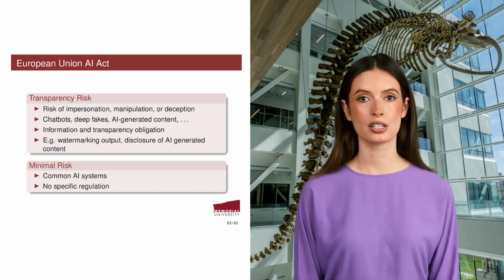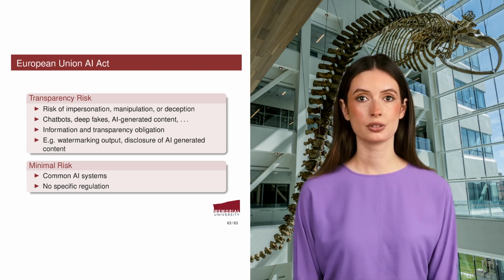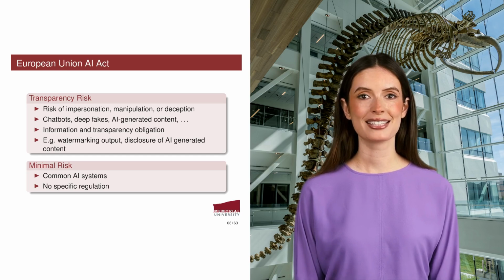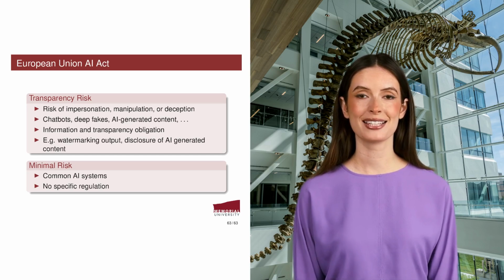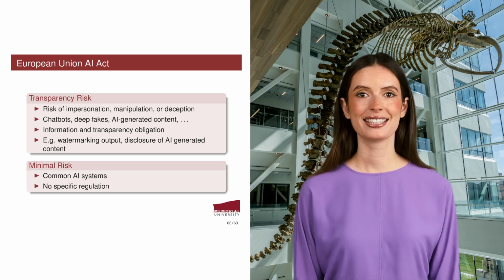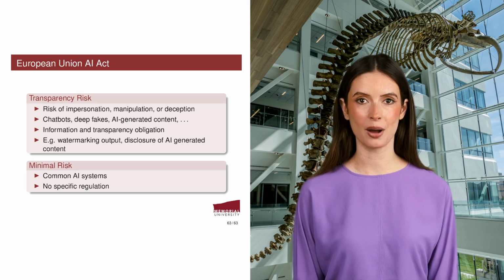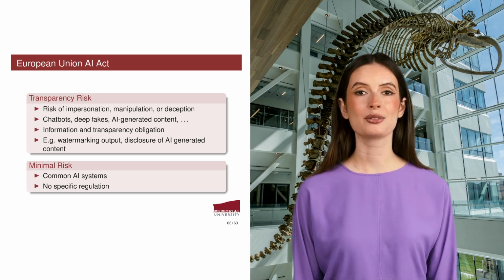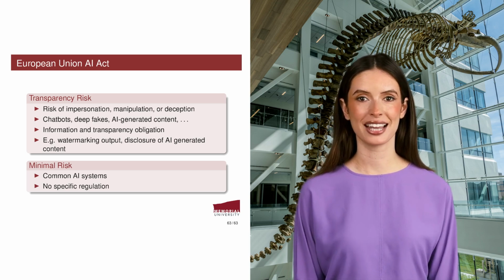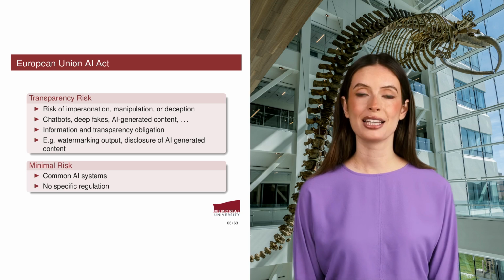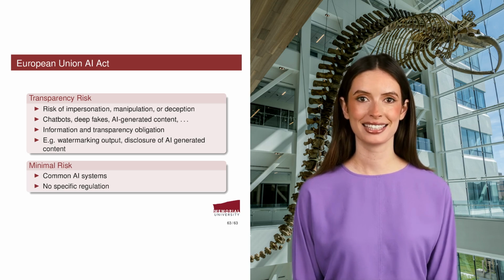Systems that pose a transparency risk are those that could be used to impersonate or deceive users or third parties. Typical examples are chatbots, deep-fake AI systems, and AI-generated content. The EU AI Act imposes information and transparency obligations on such systems. That is, users must be informed when they are interacting with an AI system, and the output of such systems must be marked and disclosed as AI-generated.